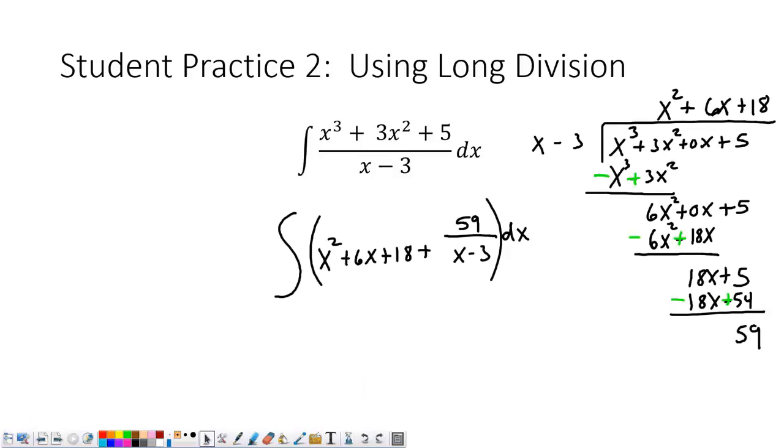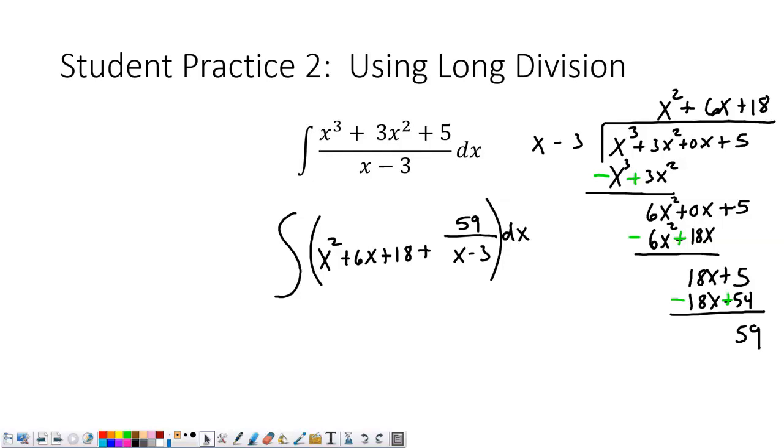All right, there you guys have it. So there's your long division off on the right side of the board. If you want to check your work or check mine, you're welcome to. But there it is. And so if I rewrite it, my quotient is x squared plus 6x plus 18, so we write that first, plus the remainder, which is 59, over the divisor, which is x minus 3. And so we've rewritten it.